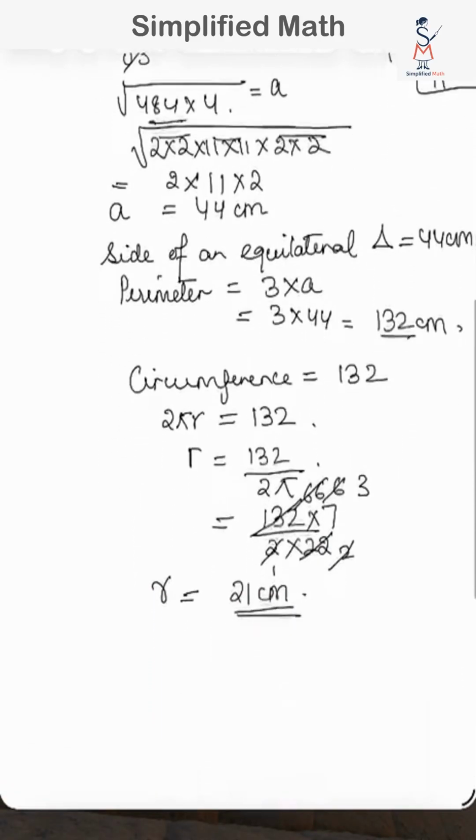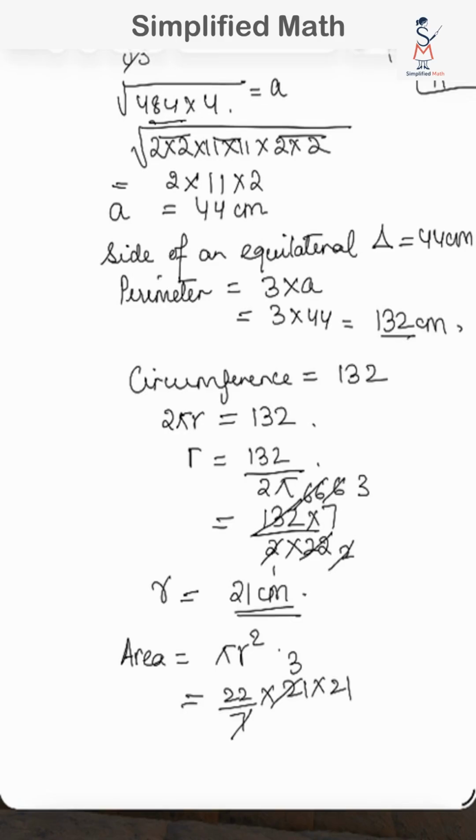Now we got the radius of the circle. So now we will find the area of the circle, that is pi r square. 22 by 7 into 21 into 21. So that will become 3, and 21 into 3 is 63, into 22 that is 1386 centimeter square. So this is the area of the circle.